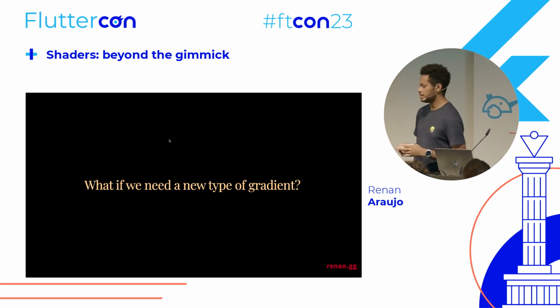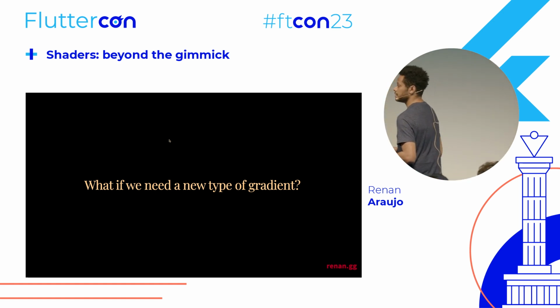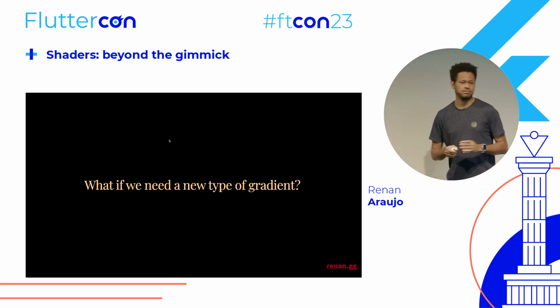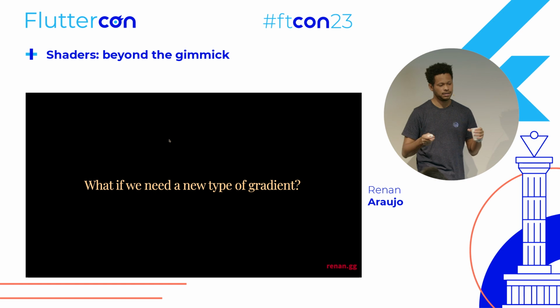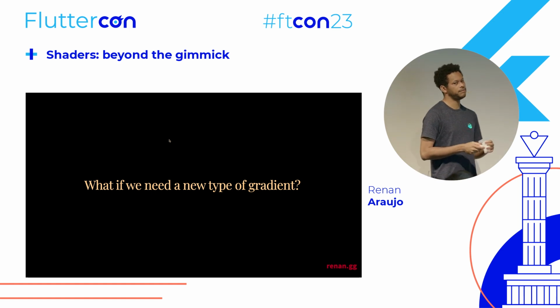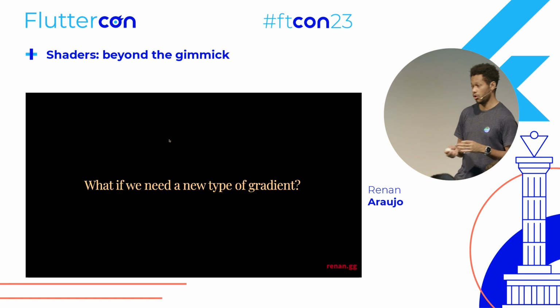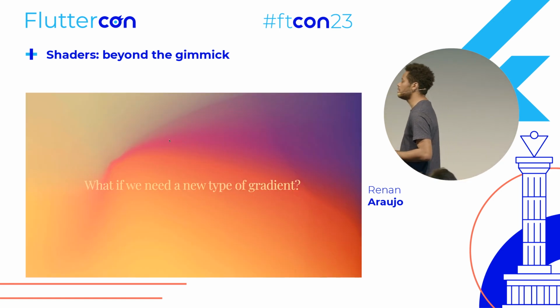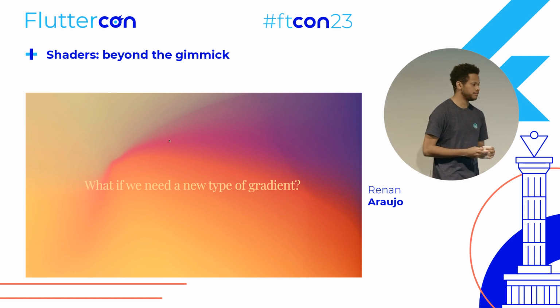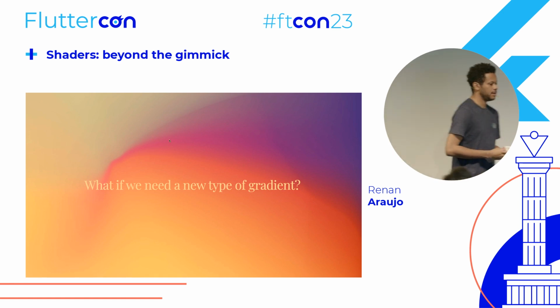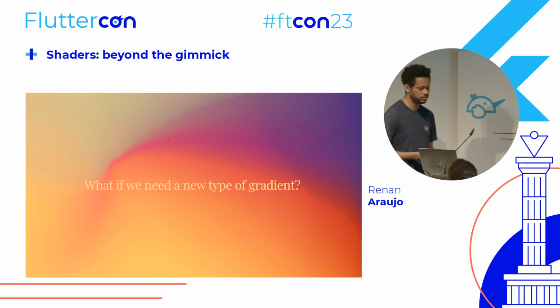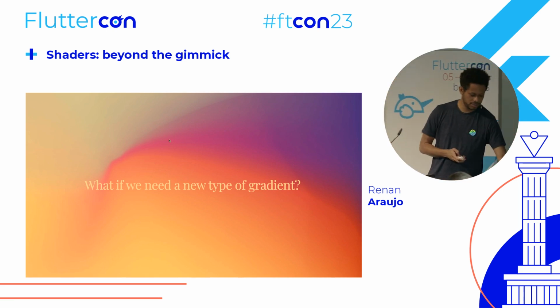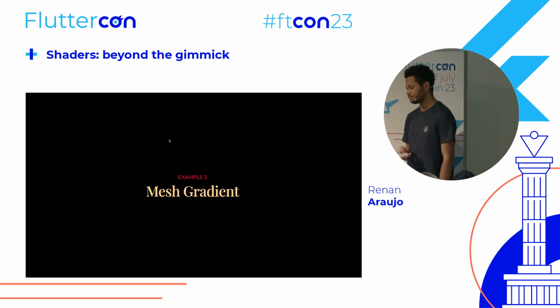What if I want a gradient that progresses the color in a different way? There are several ways. If you research how many types of gradients there are, there are tons of them. Some are simple, but why not go for the most complex and the most expensive type of gradient out there? This case is the mesh gradient, which will be our next example.